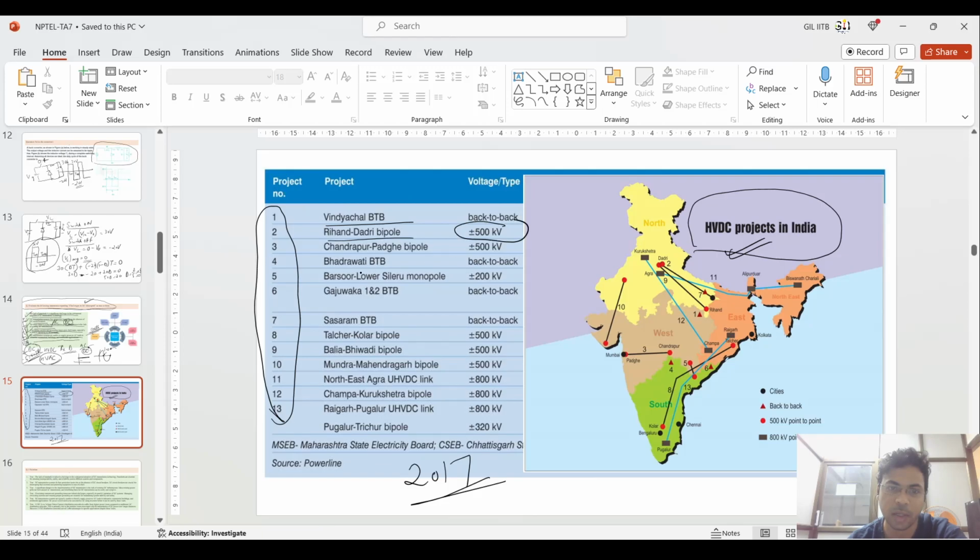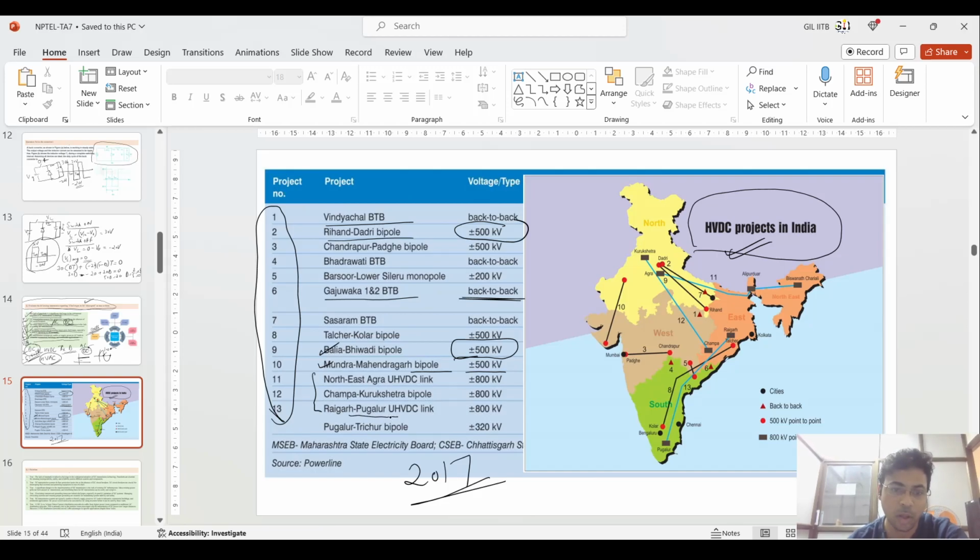So if you see, there is a Vindhyachal BTV line, a plus minus 500 kV line. And you also see Gaju Balia Waka, a back to back link. That is a bipolar link, plus minus 500 kV line. And the Mundra Mahendragarh is also a plus minus 500 kV line, that is a plus minus 800 kV line.